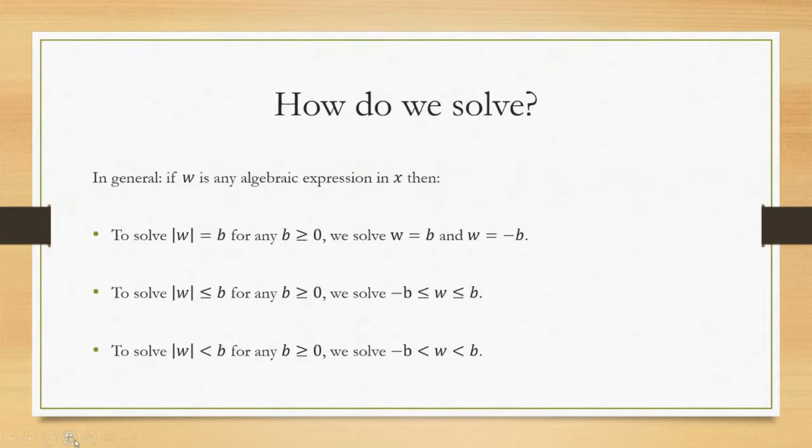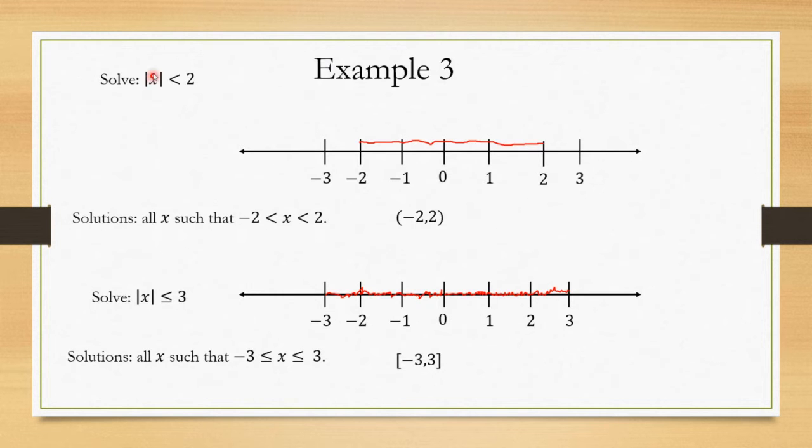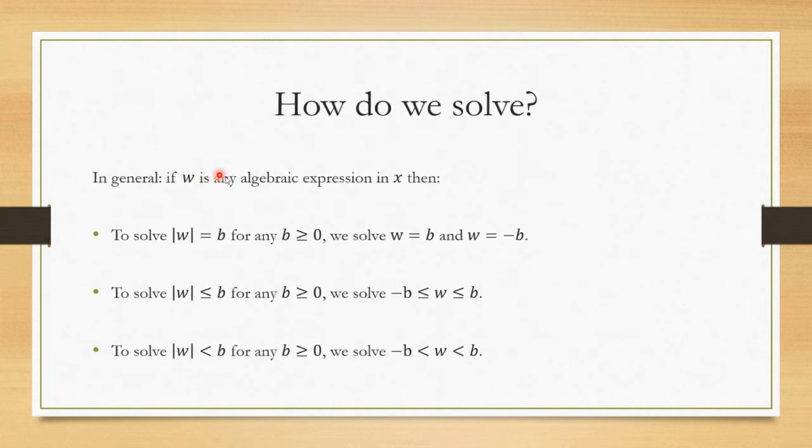In general, if we have an algebraic expression, W, so W is any algebraic expression in X. You know, it could be just X alone, as in these slides, or it could be something else involving X. Now, if you want to solve this equation, what I was trying to illustrate just before was why we solve it this way. Why we get two equations to solve. So to solve this equation, we have to solve this equation and this equation. And what I did just before illustrates why we do that.